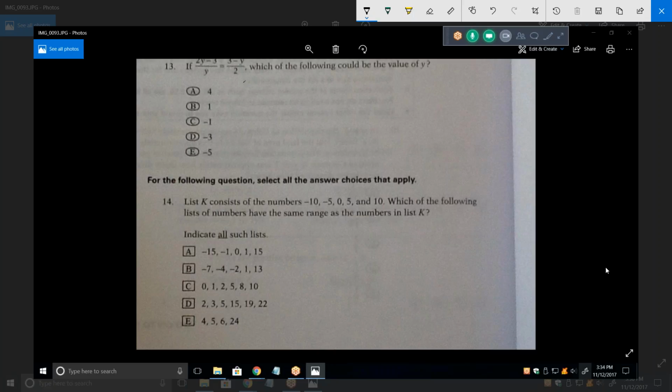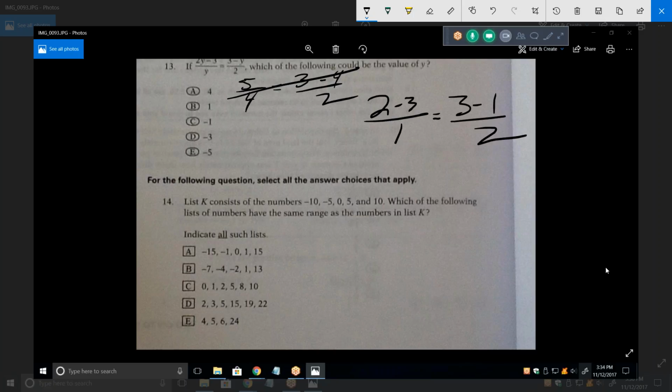So you had 8 minus 3, which is 5 over 4. Is that equal to 3 minus 4 over 2? No. All right, immediately. Now we'll try B. Here we have 2 minus 3 over 1. Is that equal to 3 minus 1 over 2? The one on the left is negative 1 and the one on the right is 1.